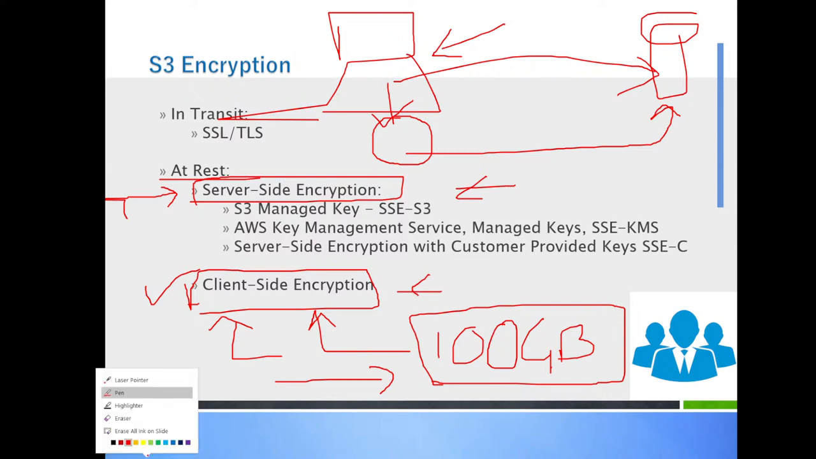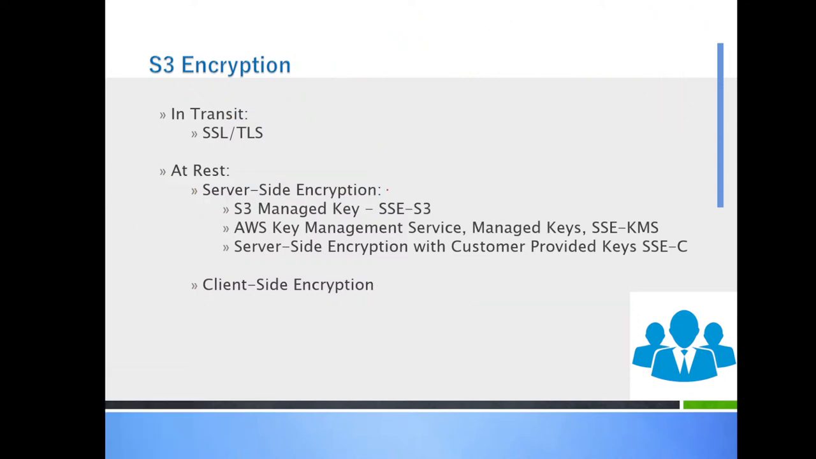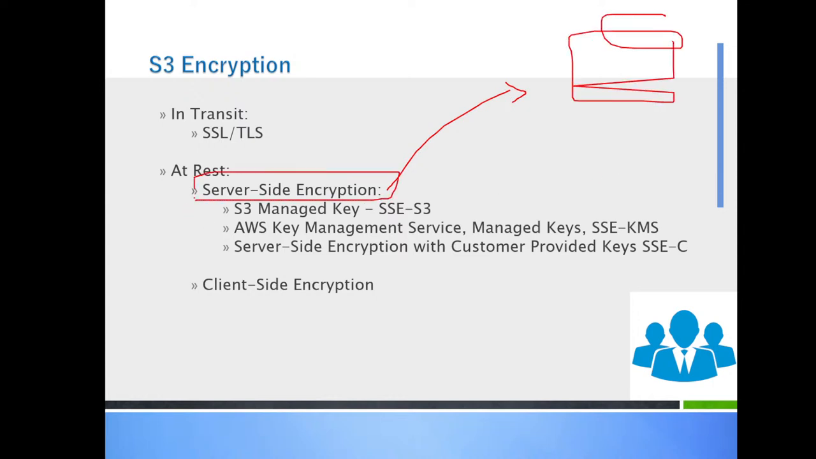So the term is server-side encryption. It basically means you're uploading your data to S3 and there the encryption will take place. That's called server-side encryption. Client-side encryption means, for Amazon, you are the client, you are doing the encryption at your end and then uploading the data. Are we clear with the two terminologies here?